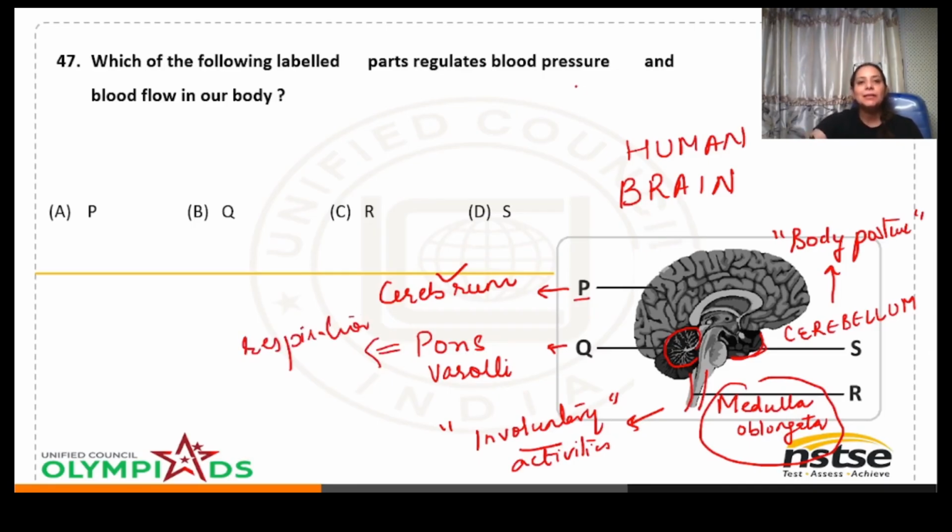So here we need to answer the part which controls blood pressure and blood flow. And blood pressure or blood flow is not in our hands, it is an involuntary act. It occurs on its own. So here the correct answer is the one which controls involuntary activities, that is R. So which option is correct? Option C is the correct answer.